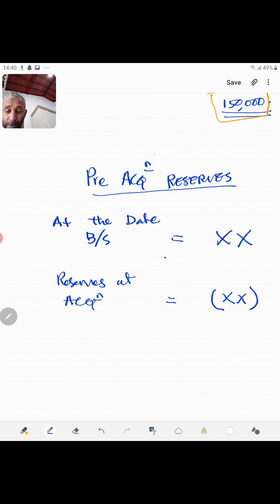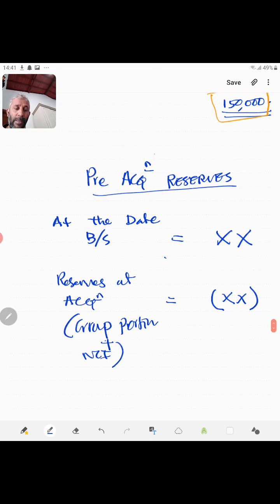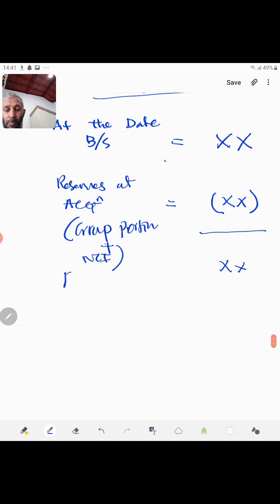And here, what is important to note is that later you have to analyze the group portion and NCI portion. So once we subtract the reserves at the date of acquisition from the total reserves available at the balance sheet date, the remaining is known as post acquisition.